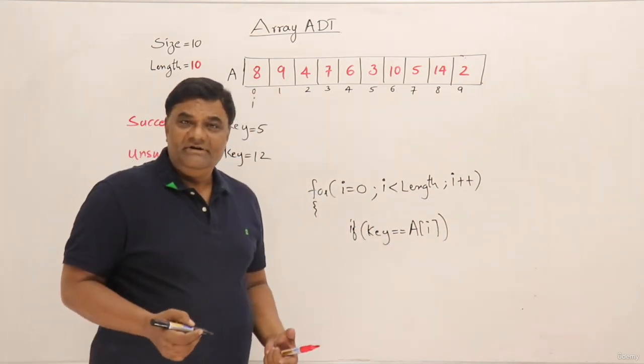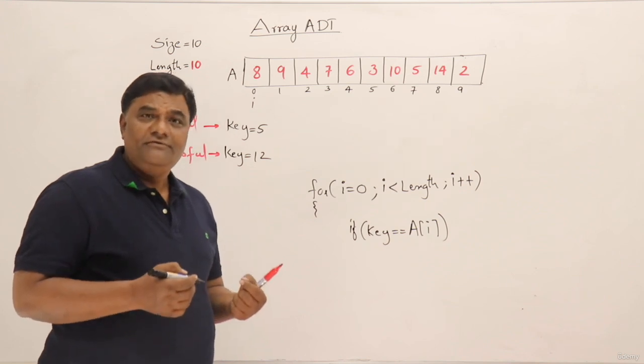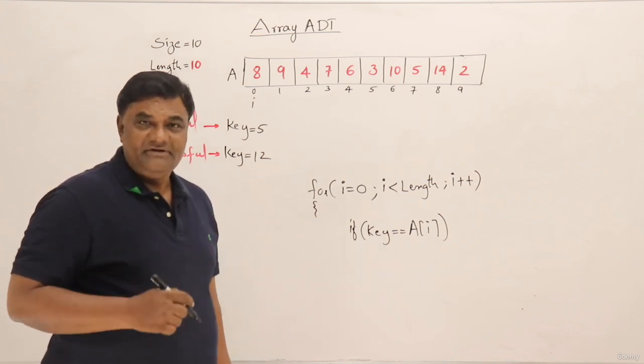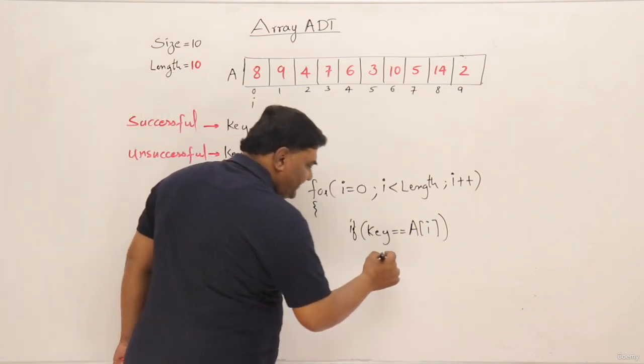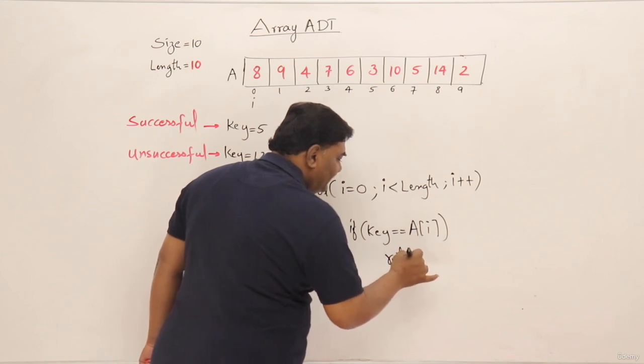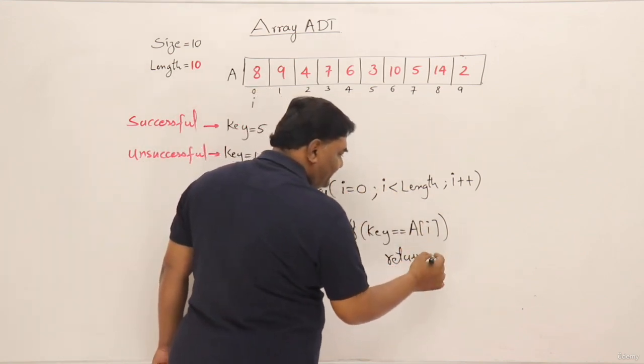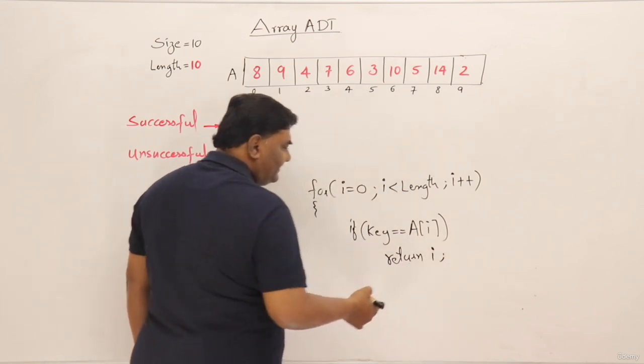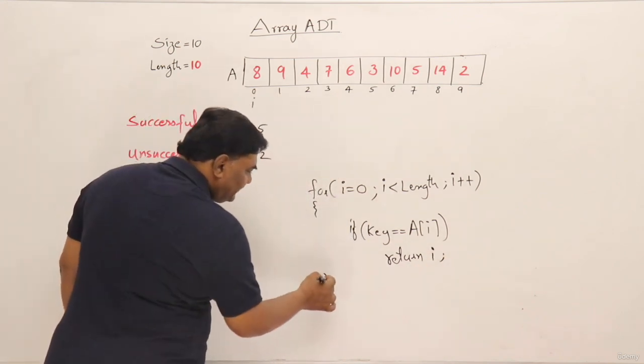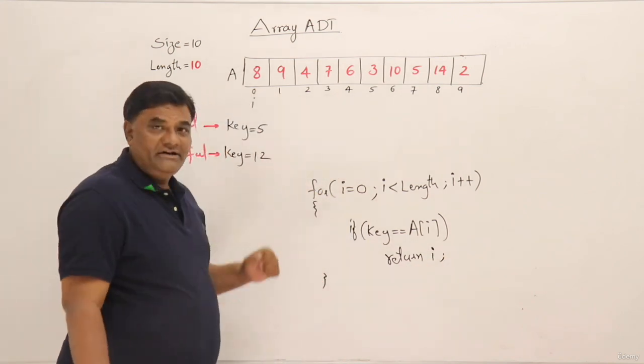So we got the element. Once you got the element, what we want is the index where the element is found. So here we can say return index. So who is giving the index? i. Wherever i is present, that is the index. Return i. That's all. So let us see how it works.